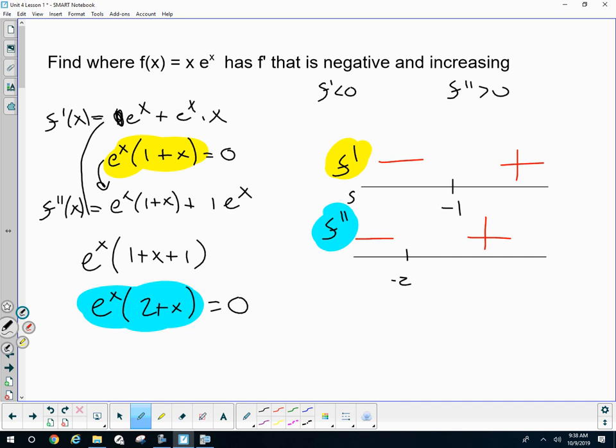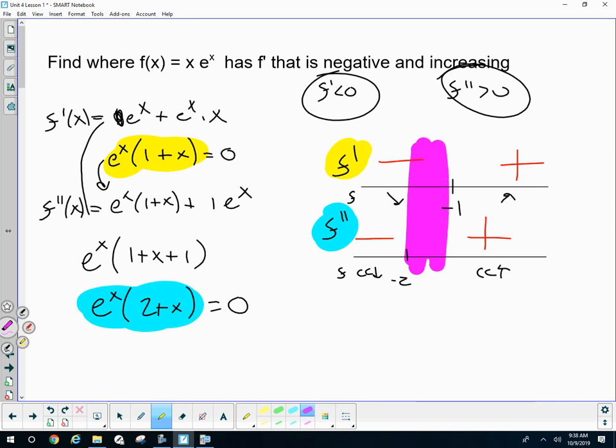Okay, so reminder from last unit, this is telling me f is going down, then going up. This is telling me that f is concave down, then concave up. I don't really care about that because it's asking when f prime is negative and f double prime is positive. Here, from negative 2 to negative 1, we know that when f prime is negative, I'm decreasing. F double prime is positive, concave up. So f is decreasing, concave up, only from negative 2 to negative 1.